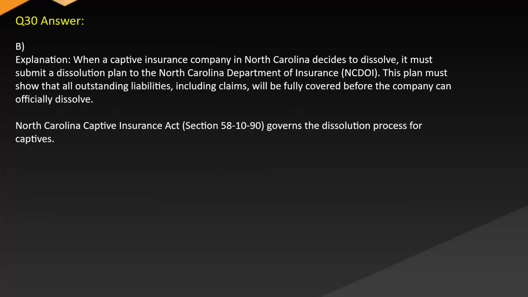Answer: B. Explanation: when a captive insurance company in North Carolina decides to dissolve, it must submit a dissolution plan to the North Carolina Department of Insurance (NCDOI). This plan must show that all outstanding liabilities, including claims, will be fully covered before the company can officially dissolve. North Carolina Captive Insurance Act, Section 581090, governs the dissolution process for captives.